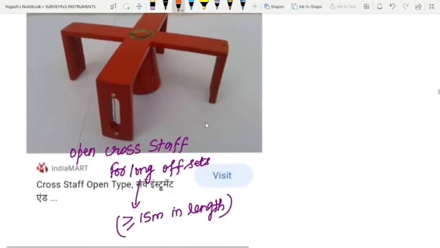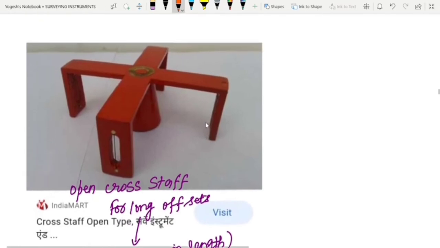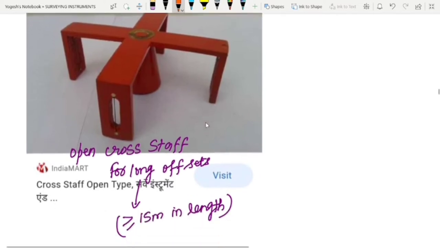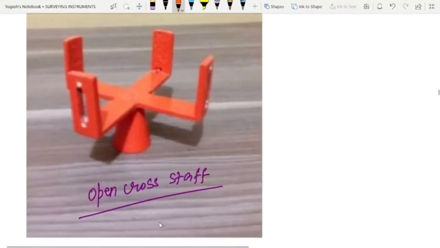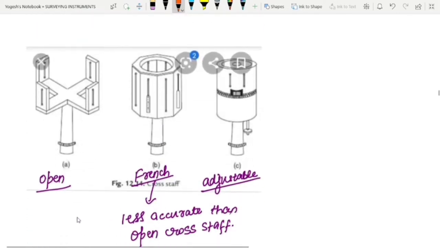This is the open cross staff, which is used for setting out right angles with respect to each other, for setting out different offsets, for long offsets. Long offsets are the offsets which have a length of more than or equal to 15 meters. This is the open cross staff.